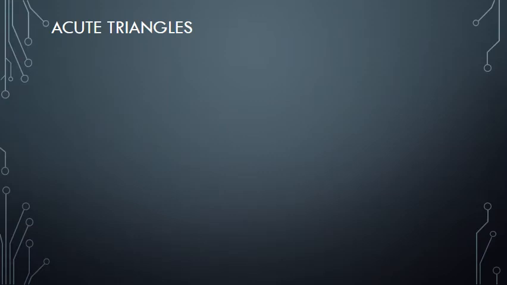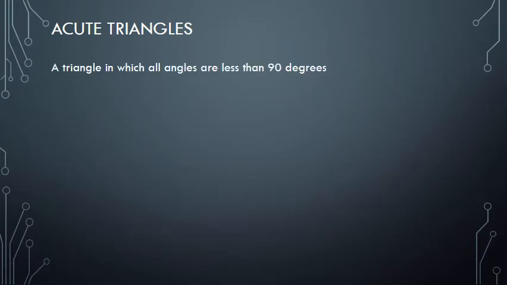So the first thing we should talk about are acute triangles. Acute triangles are triangles in which all angles are less than 90 degrees. So an example really quickly, each angle is going to be acute, so less than 90. So that could be 60, that could be 40, and then that adds to 100, so that forces this one to be 80. So that is an acute triangle.